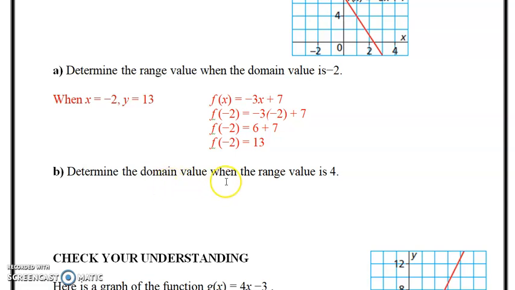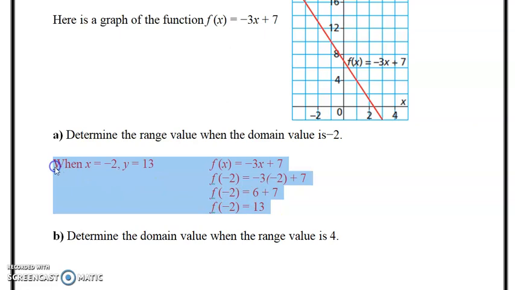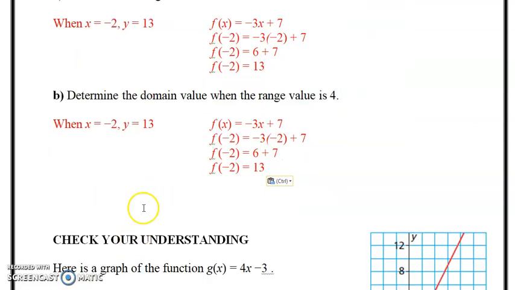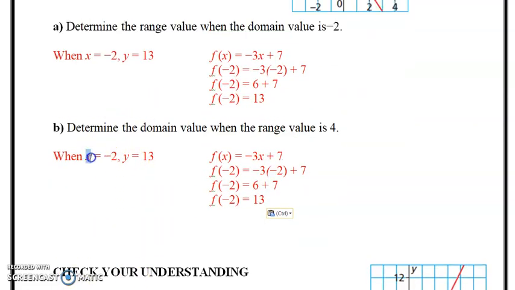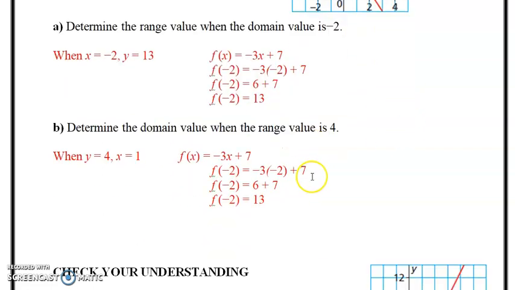Determine the domain value when the range is 4. So if the y value is 4, the x value is 1. We can do the same, so I'm going to copy all this and we'll rewrite it. So when y is equal to 4, x is equal to negative 1. You can clearly see that it's negative 1 from your graph right here. Or sorry, positive 1, my apologies. When y is 4, x is 1. Okay, sorry about that.